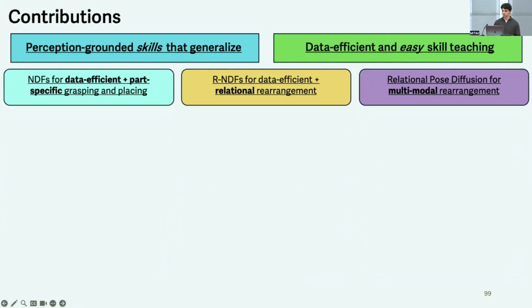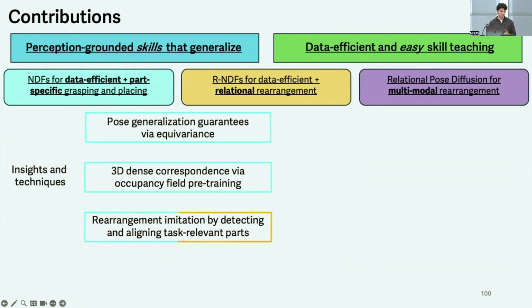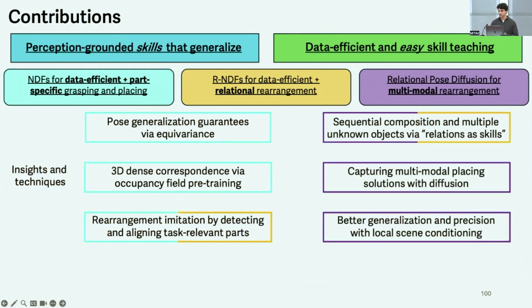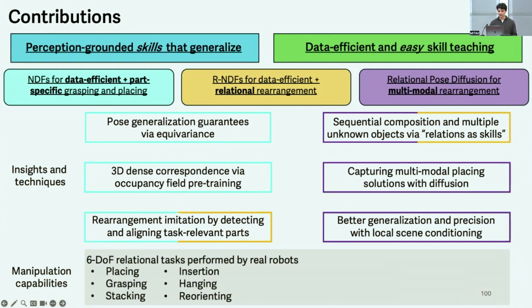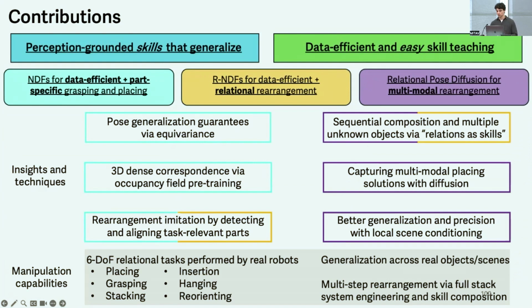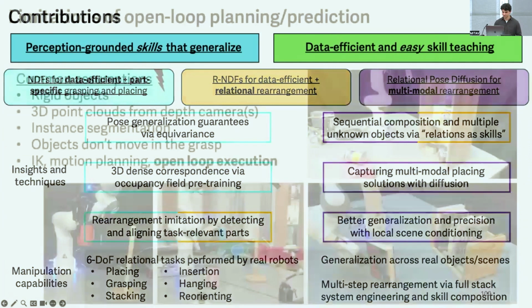On one side, this research has contributed various insights regarding how different learning and representational techniques offer benefits like generalization and data efficiency. And at the same time, we've shown how these components allow robots to perform a variety of challenging tasks like placing, stacking, reorientation, and we demonstrated those capabilities with a full stack robotic system with real objects that were never seen beforehand.